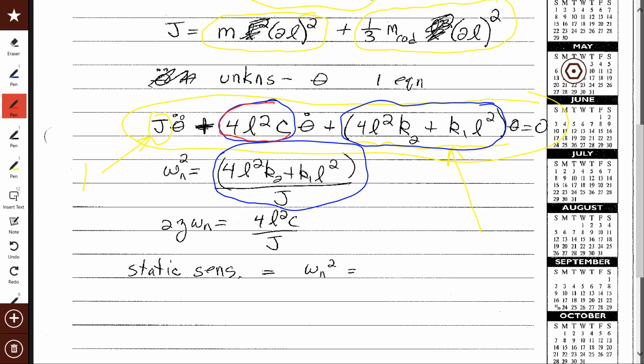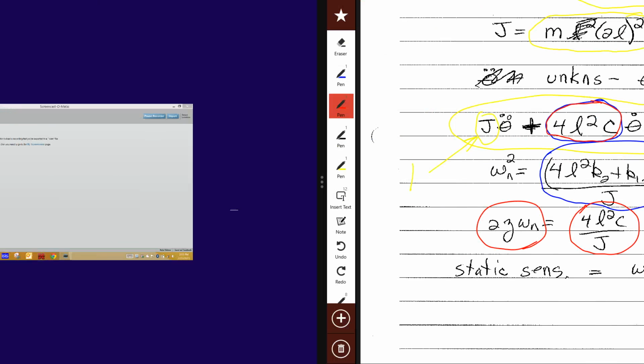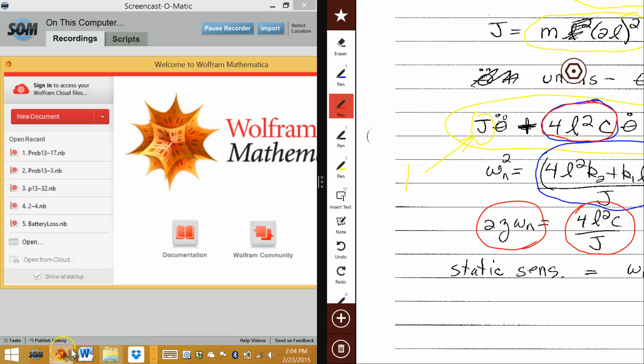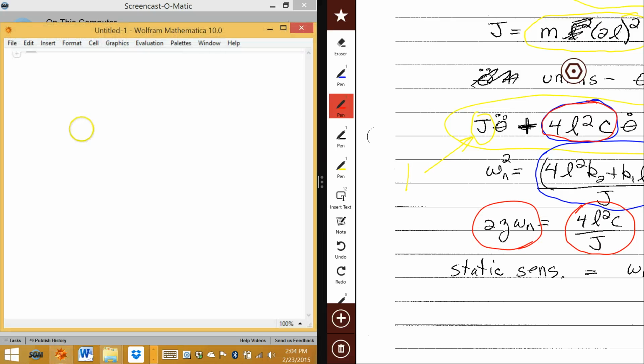Middle term is this one right here divided by J, and that's always equal to 2ζωn. So you can find your ζ and your ωn. You can also do it with Mathematica, so we'll do that. Let's go up to Mathematica and open a new document.